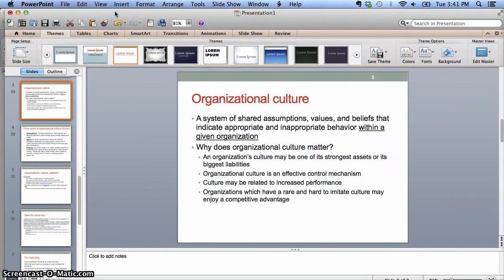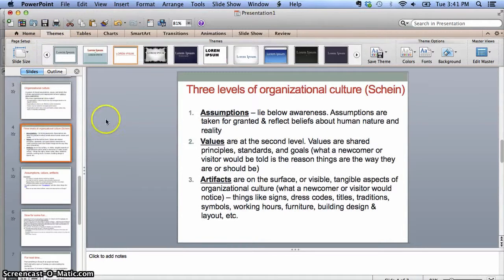This is how I typically would approach this class. I'd have organizational culture, we'd have a definition, we'd have a discussion about why organizational culture matters, both in business, for-profit, and non-profit. For example, we talk about local nonprofits, we talk about large firms, we talk about small business, we talk about the university. So we talk about culture across a wide range of organizations, and we talk about the importance of culture. And then we would move into Schein's three levels of organizational culture.